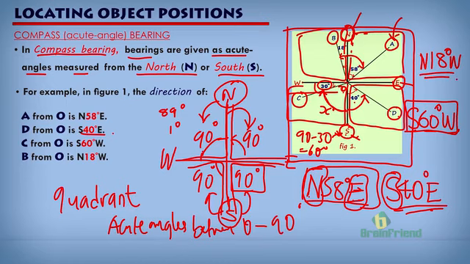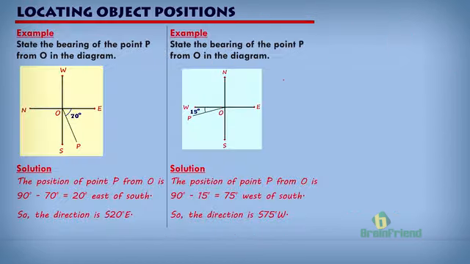This is how we make use of the compass bearing method. We'll take some quick examples. Take a look at our diagram here. State the bearing of the point P from O, the origin. The position of our point P from O is what?